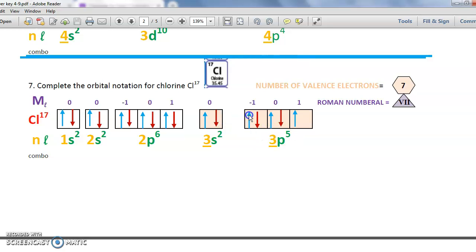2, 2, and 2 is 6, plus 5 is 7. We have 7 valence electrons. Valence electrons are electrons on the outermost level. My outermost level is the third level. There's 2 in the 3s, 5 in the 3p, for a total of 7.